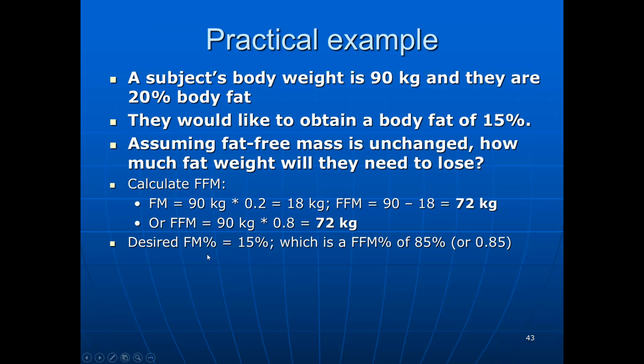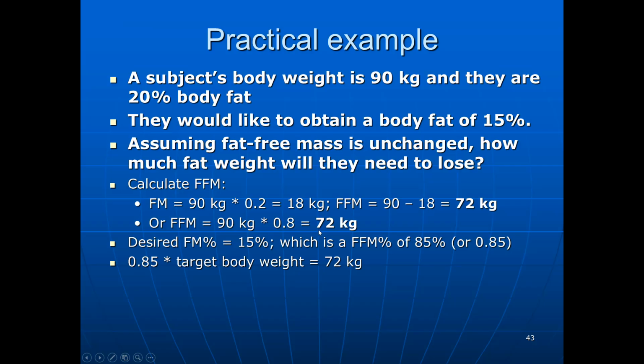If the desired body fat is 15%, which would be a fat-free mass of 85%, we're assuming, remember, that this fat-free mass doesn't change, that the person is only losing fat mass. So we would set this up like this: 0.85, which would be their fat-free mass percentage, times the weight they're trying to get to, should equal 72.